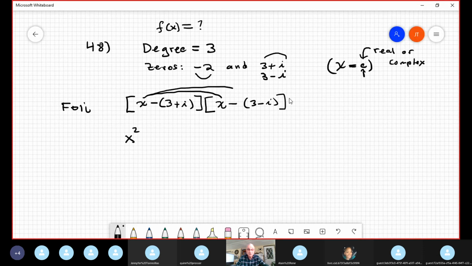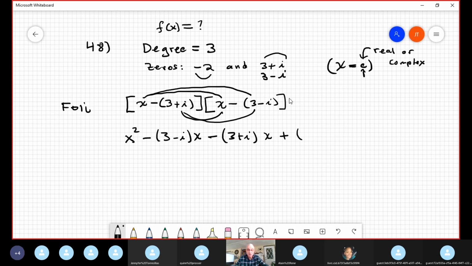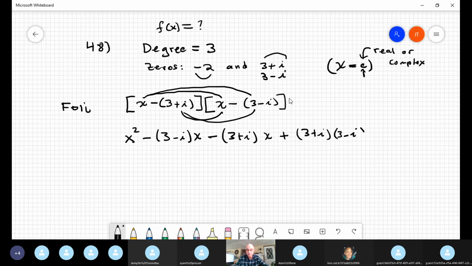This time this is minus 3 minus ix. This time this is minus 3 plus ix. And this time this last one is plus, because minus and minus is positive. It is 3 plus i times 3 minus i.